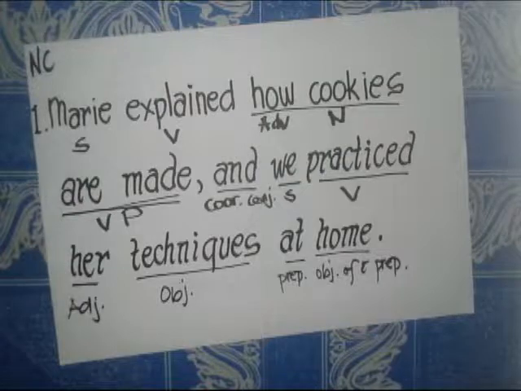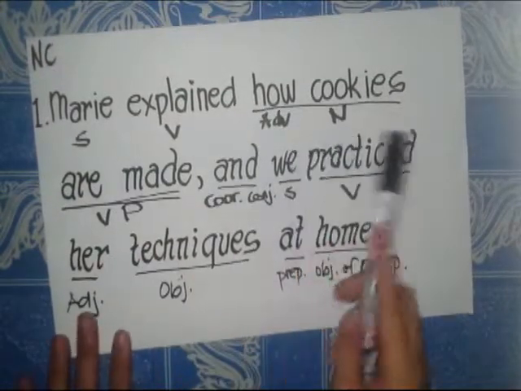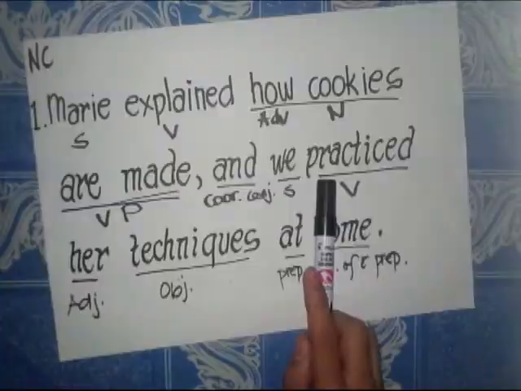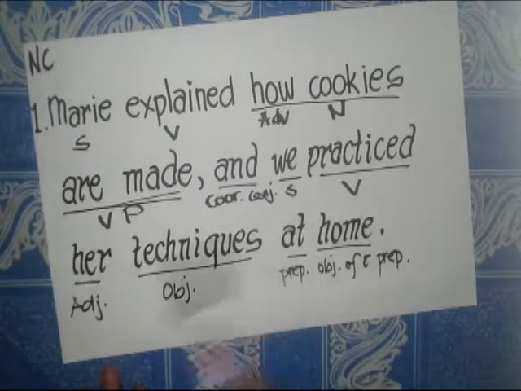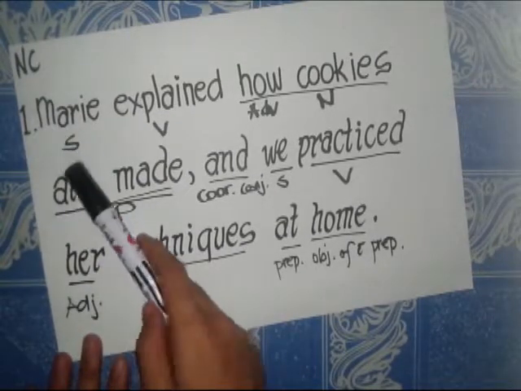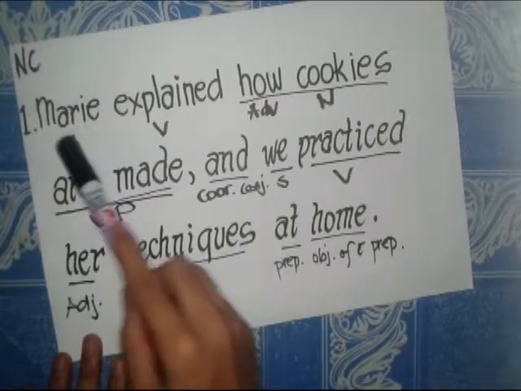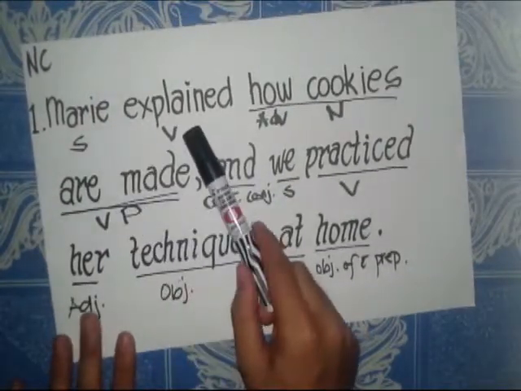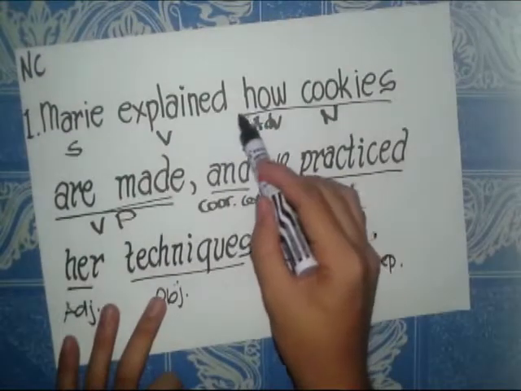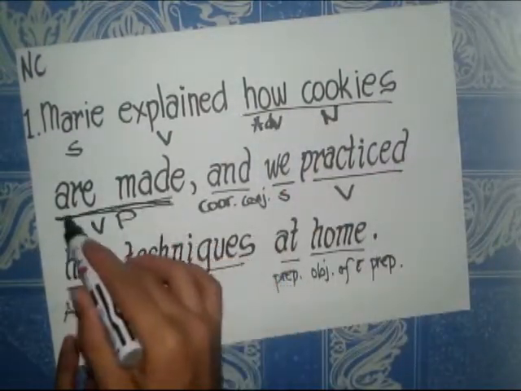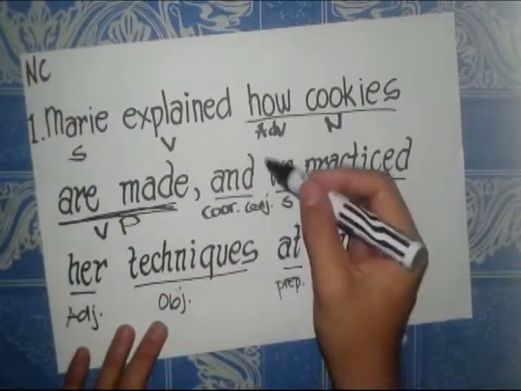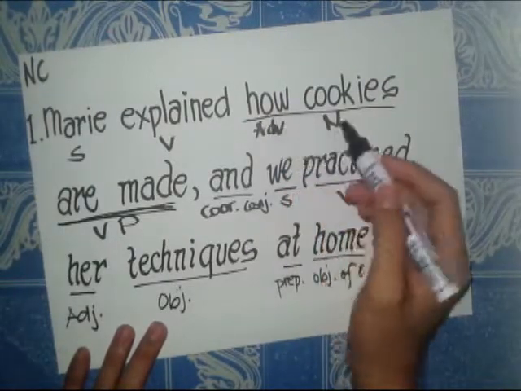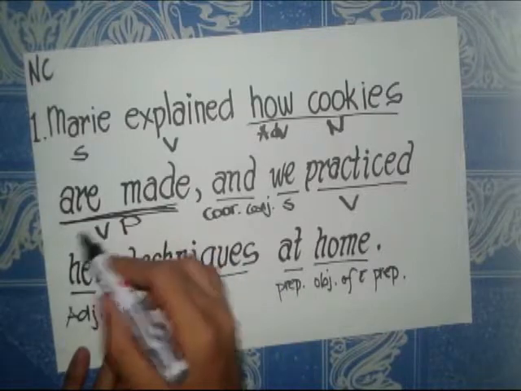Here we have: Marie explained how cookies are made, and we practiced her techniques at home. Now we're going to know the function of every word in the sentence. Marie is a noun, and we put here S, which is subject. Here, the verb: explained is a verb. This clause functions as the noun clause in this sentence. The word how functions as an adverb, cookies as a noun, and are made is the verb phrase.